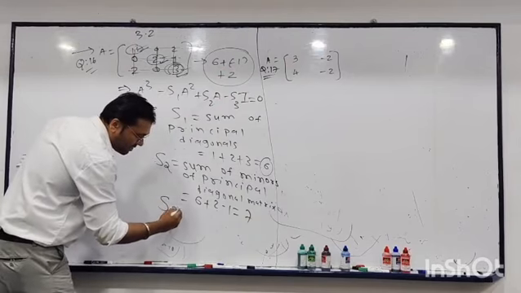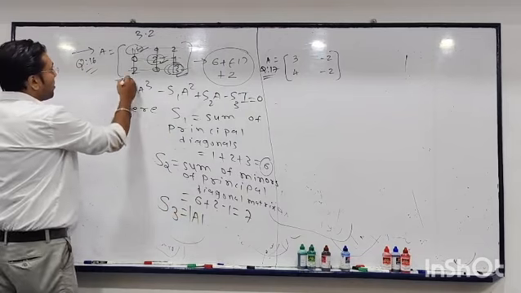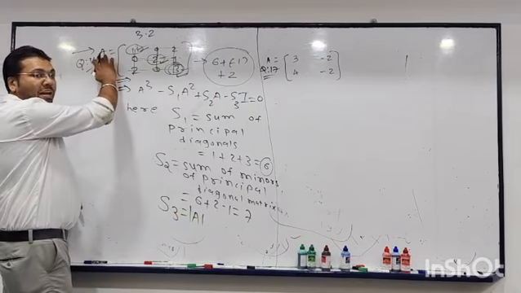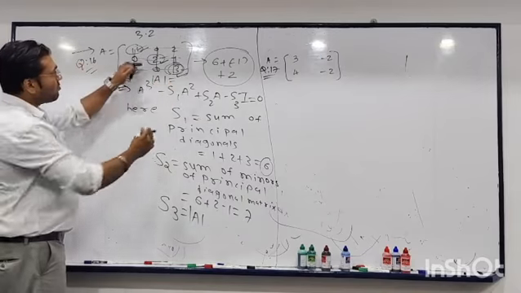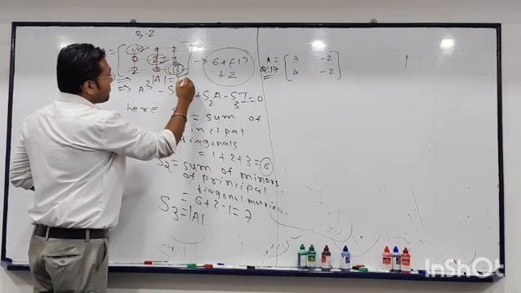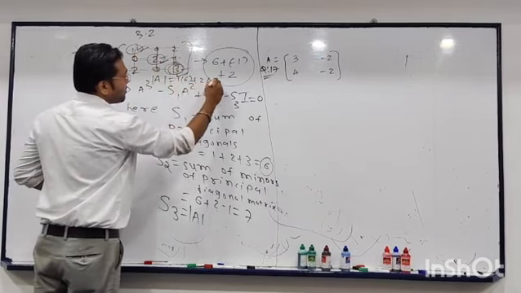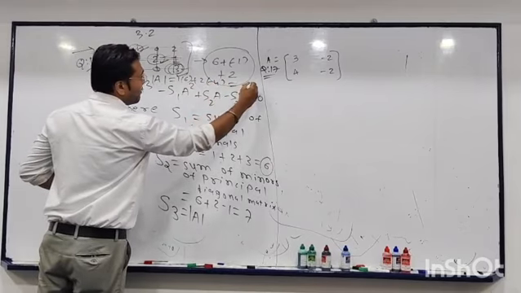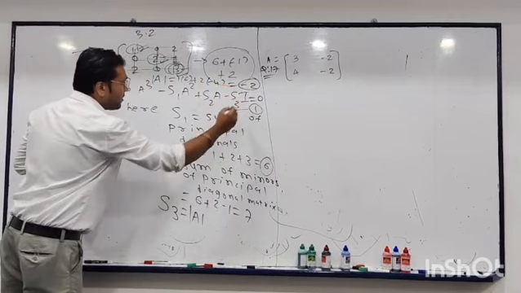And friends, what is S3? S3 means determinant A. So whatever you are seeing in a matrix form, just make it into a determinant form. So what will be the determinant of this equation friends? It will be 1 into 6 plus 2 into minus 4. So determinant A will be minus 2. Put all these values into the result number 1.